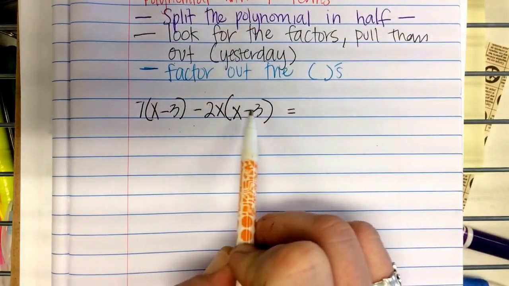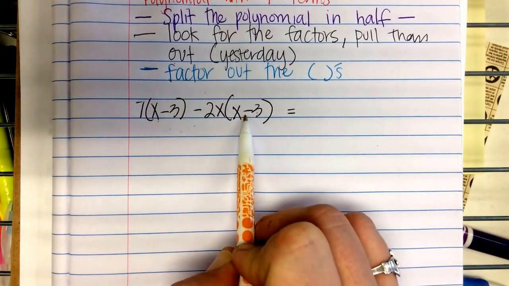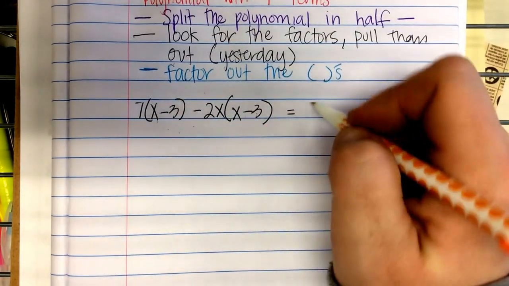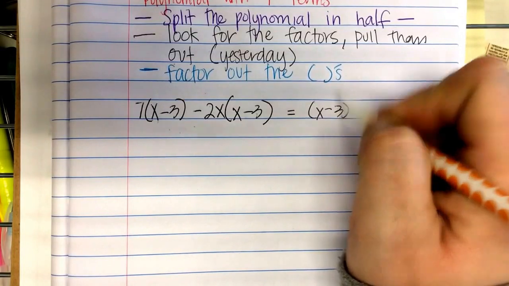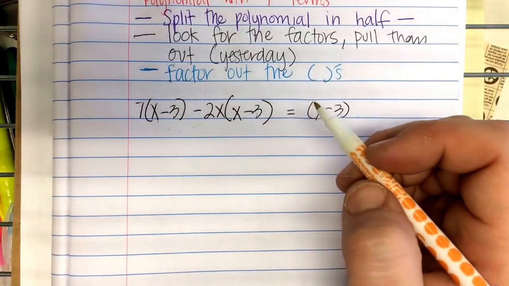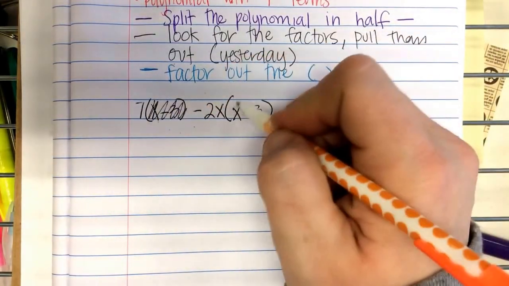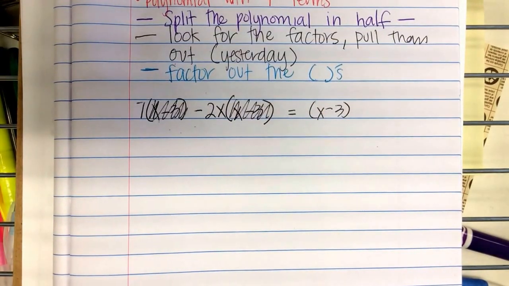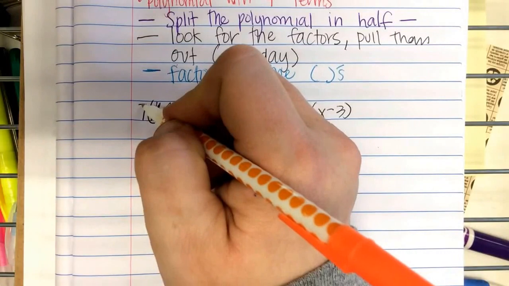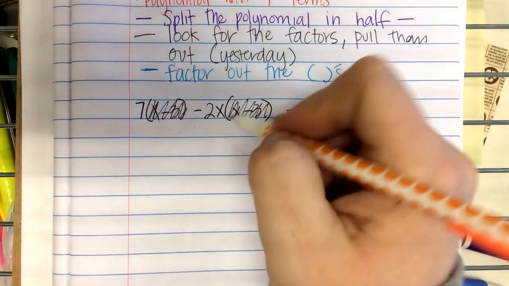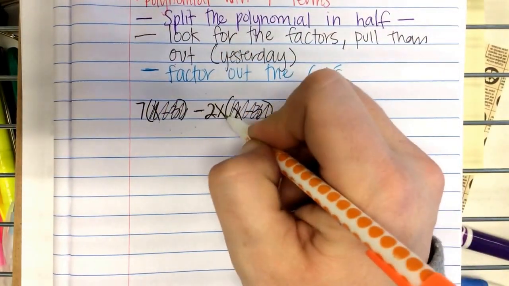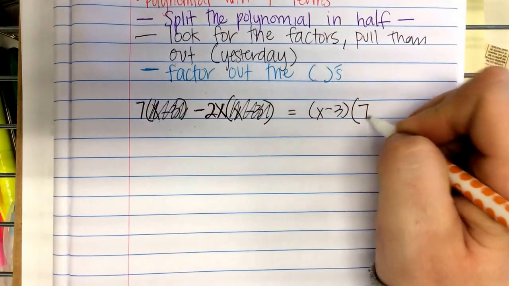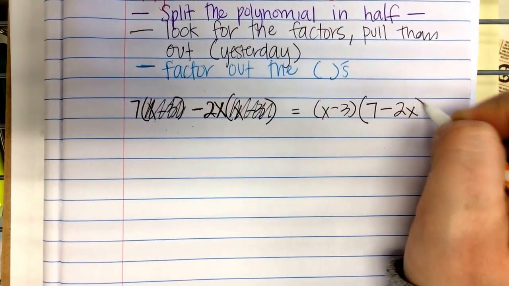What do they both share? They share x minus 3. I factor out the parentheses. What's left behind? 7 and negative 2x. 7 minus 2x.